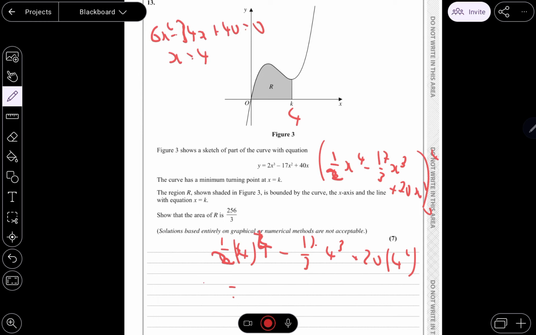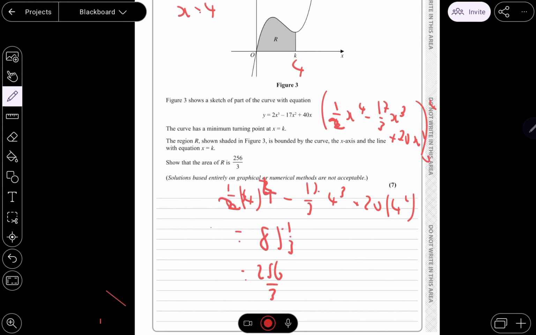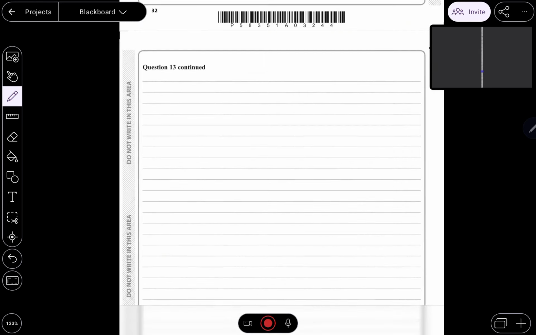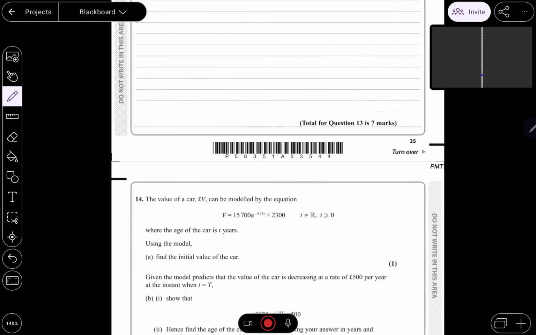minus bracket 17 over 3. This has been such a time waste. Times 64 plus 20 times 16 is 85 and a third. Oh my god, is that definitely equal to 256 over 3? What's 85 times 3? Good, it's correct, good, moving on. Am I going to scroll past a bunch of nonsense only to read? Oh no, I'm not, good.